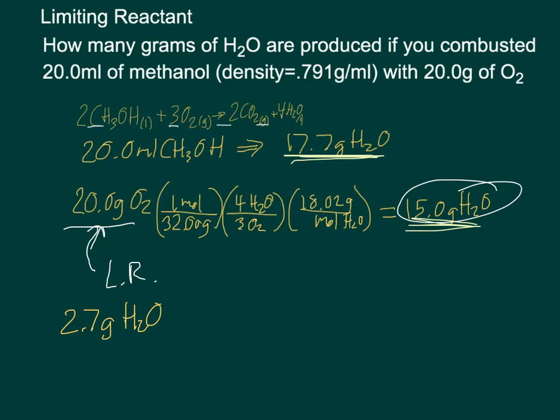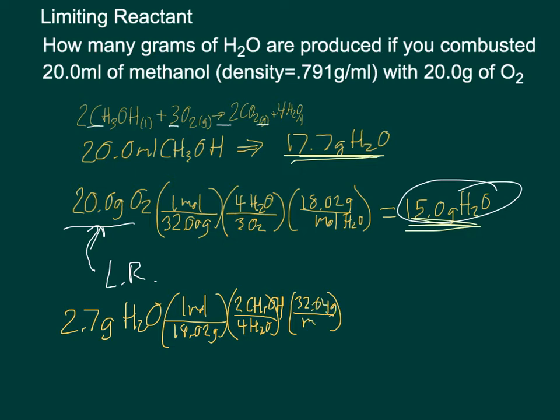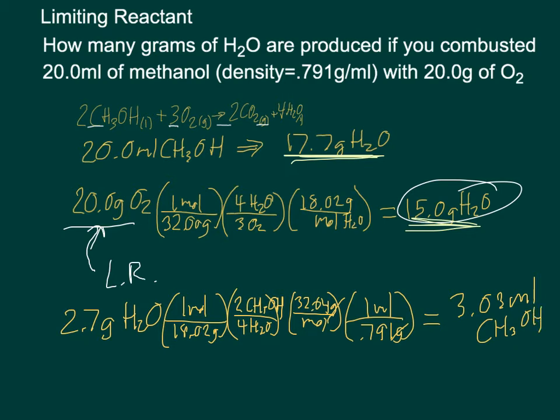So I'm going to back this out now and figure out how many milliliters there are. I take that water and turn it back into moles of water, 18.02 grams. And I'm going to convert that over to methanol, and there are 2 CH3OHs for every 4 H2Os from the equation. Then I multiply by 32.04 grams per mole, which is the molar mass of methanol. So at this point we have grams of methanol, and then I simply do 1 milliliter over 0.791 grams. Now I'm left with milliliters of methanol. You calculate that out, and it comes to 3.03 milliliters of methanol remaining.